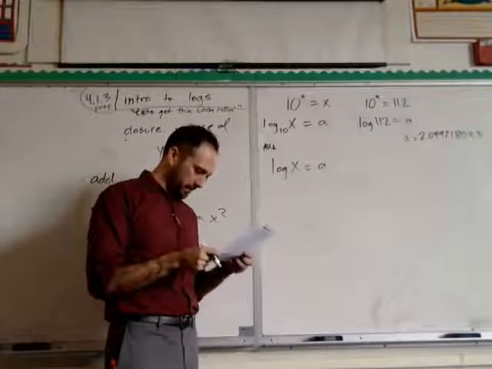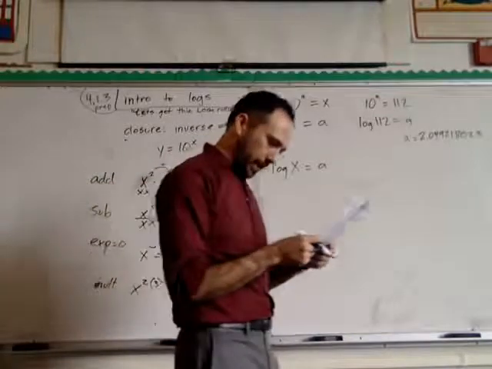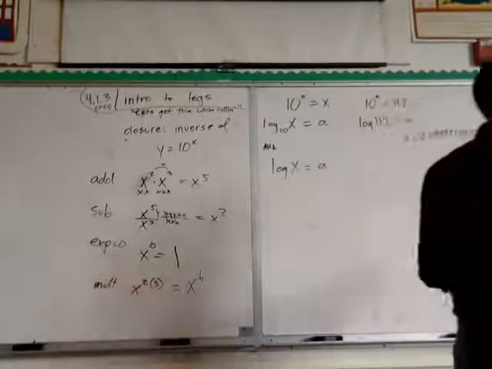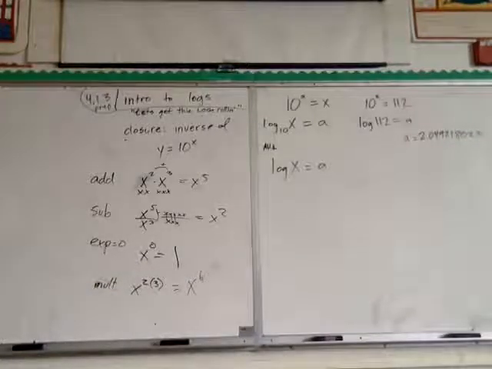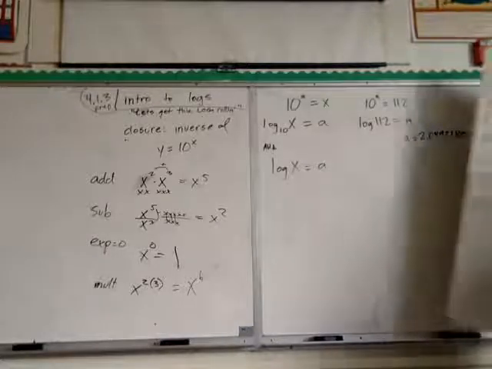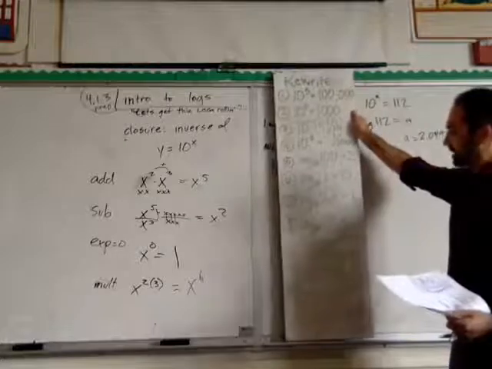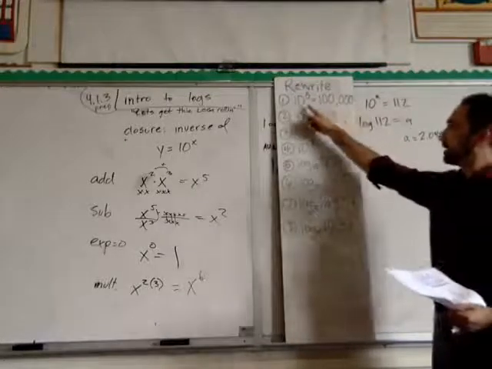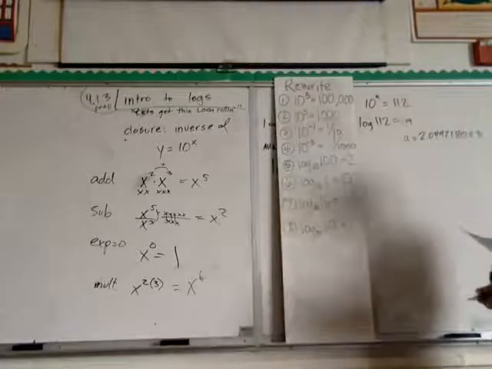Let's look at rewriting a few, which are up here. Let's go ahead and start. This is really our classwork, so I'm going to let us work on it together. I want you to rewrite number 1 in logarithmic form, because otherwise, here we have 10 to the 5th is equal to 100,000.